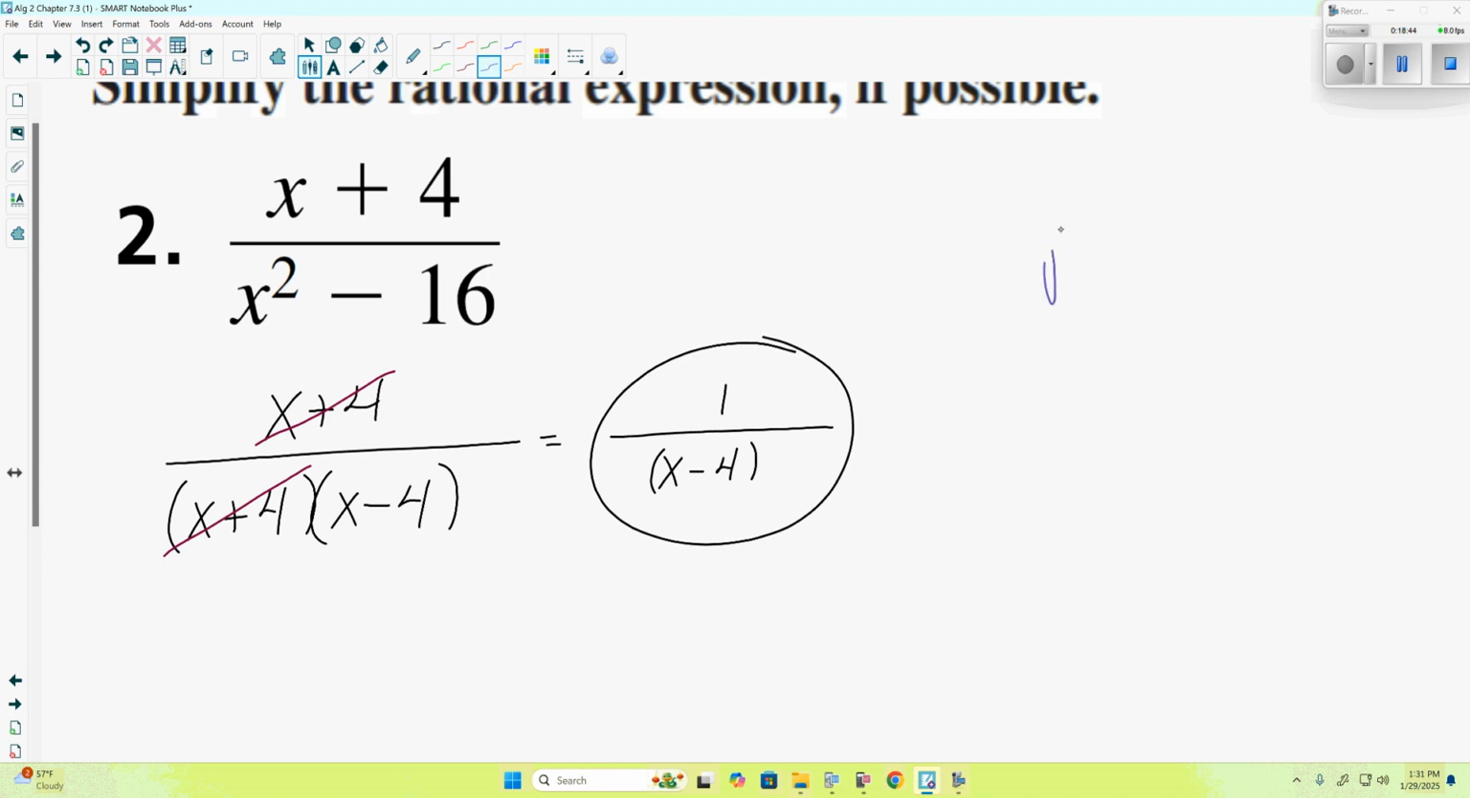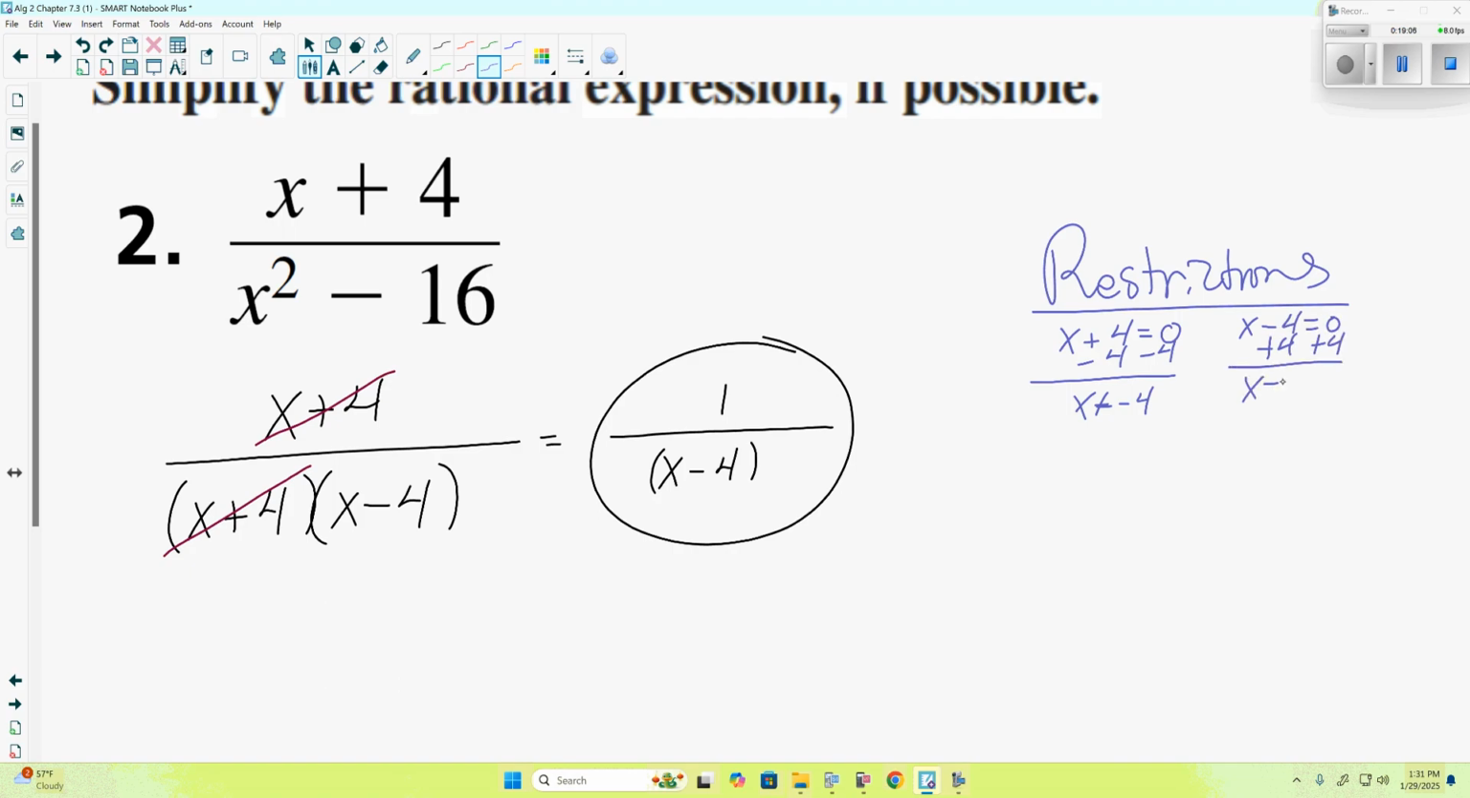So our restrictions. With x plus 4, we would subtract 4, telling us x cannot be negative 4. With our x minus 4, we would add 4, telling us x cannot be 4. And that's it there.